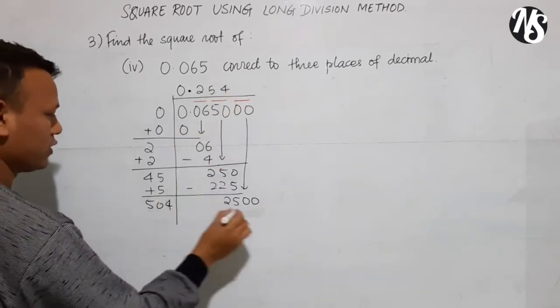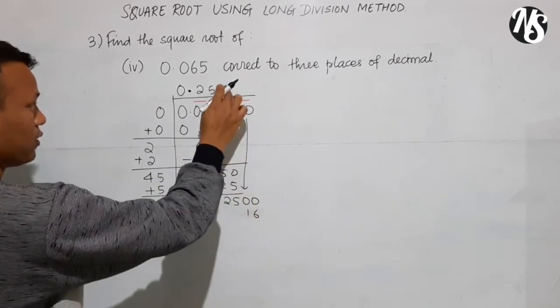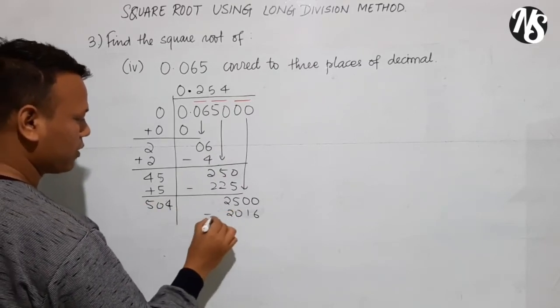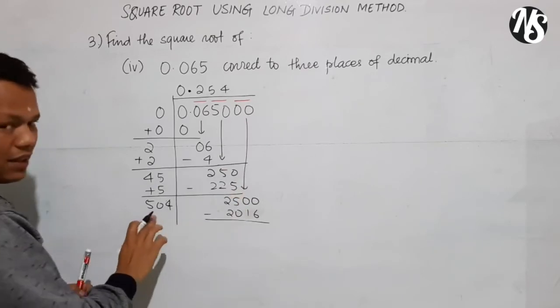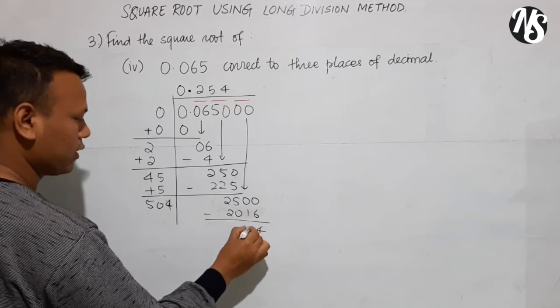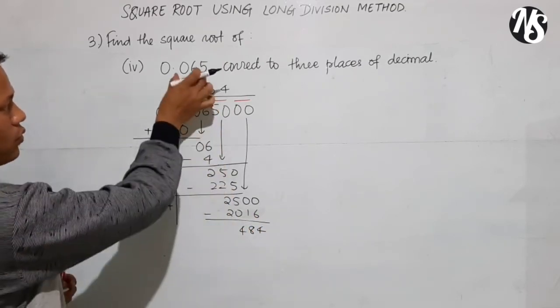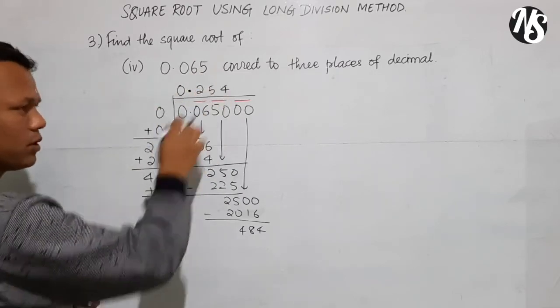So 4 4s are 16, carried over 1, 4 0s are 0, plus 1 is 1, right? So 4 5s are 20, right? So let's subtract. We don't have anything to bring down, so we can leave it like this, okay? No need to add anything. So this is 4, 9 minus this is 8, so this is 484, isn't it? So that's why, see, square root of this turned out to be this much, 3 decimal places.